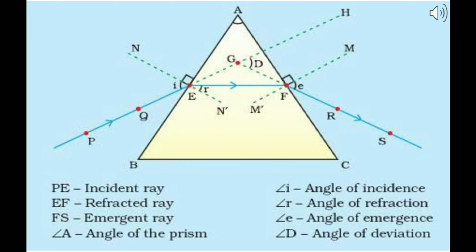Angle A is known as the angle of prism. In most cases it is 60 degrees, but we have prisms with angle of prism as 90 degrees, 45 degrees and others also. But in most cases, the angle of prism is 60 degrees. So this is all about how refraction takes place in a prism. So we move further.